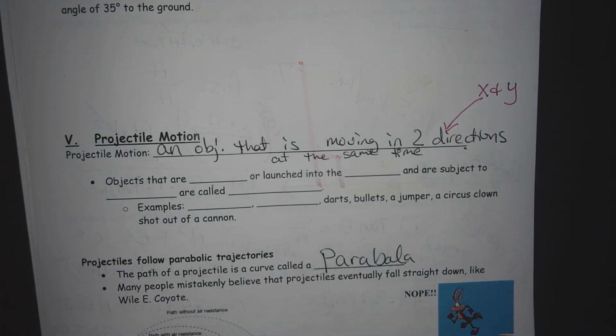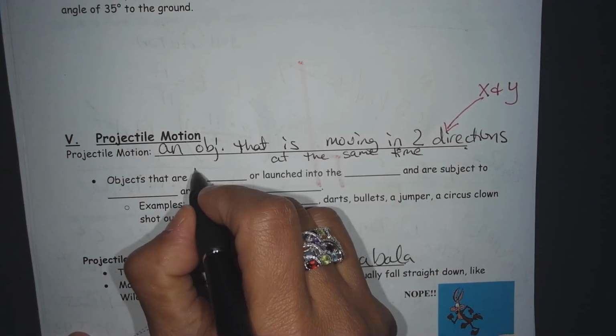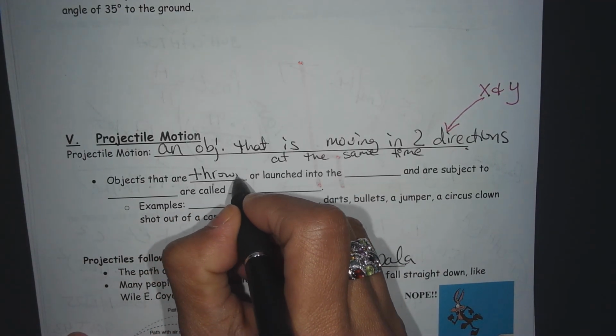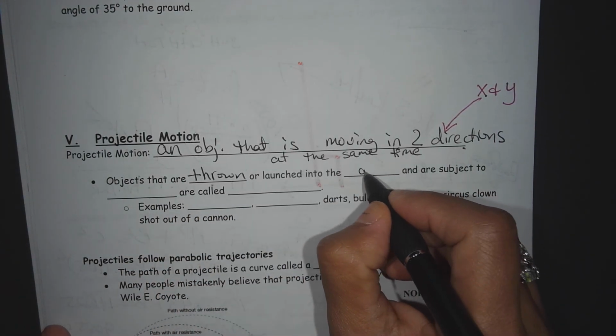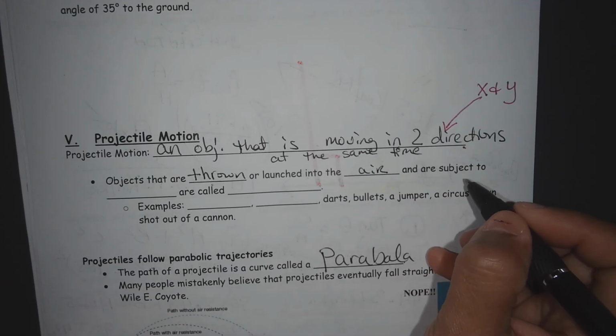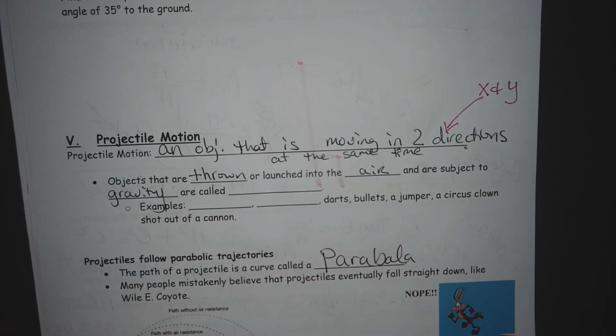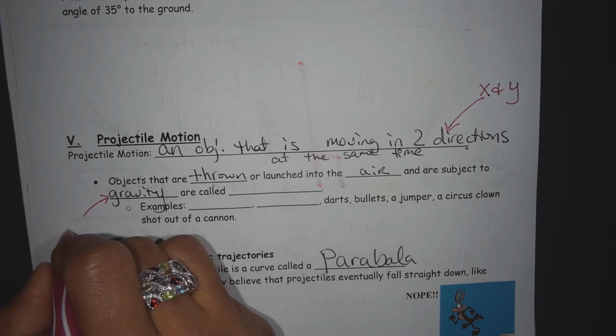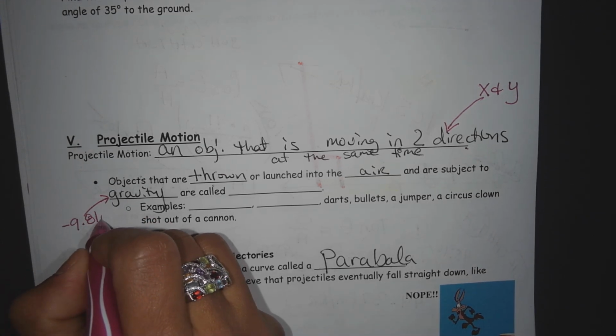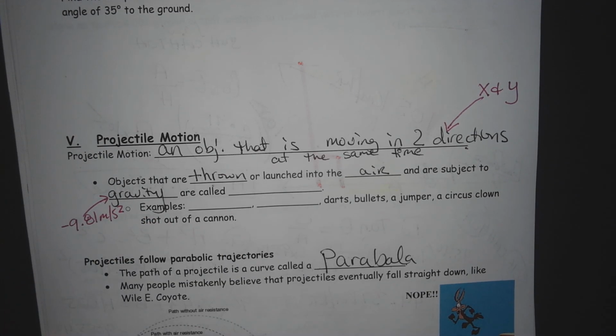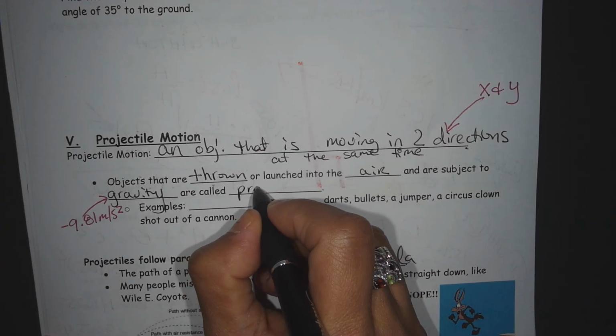The next part here says that objects that are, for an example, thrown or launched into the air and are subject to gravity, we know that number. It is on the formula chart, but we definitely know it, of negative 9.81 meters per second squared, are called projectiles.